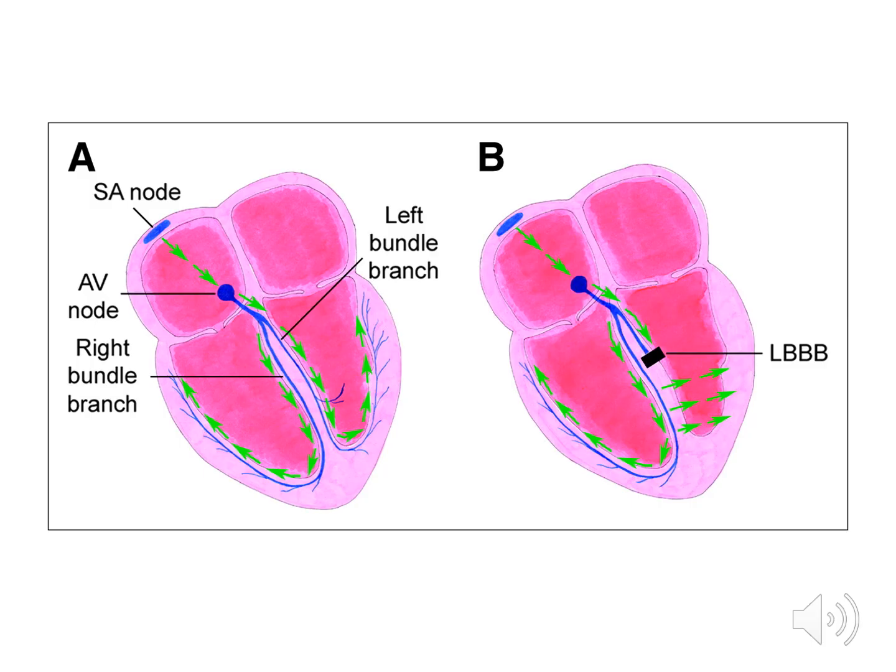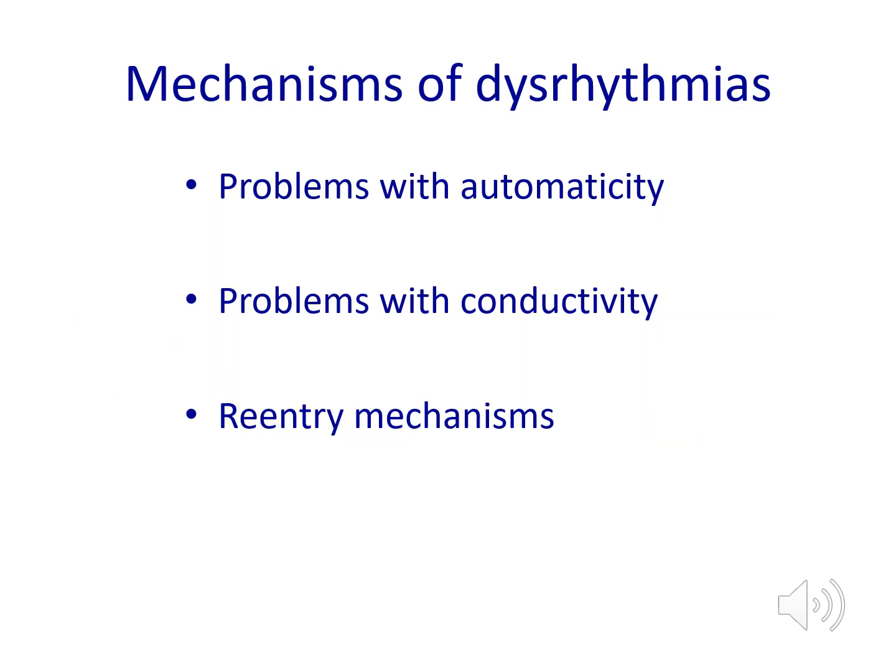You're not going to get a good stroke volume. You're not going to get good cardiac output. Now, the other thing that happens when you have conduction problems is that it can predispose you to re-entry mechanisms. And re-entry mechanisms happen to be the third kind of thing that can predispose you to dysrhythmias. So let's talk about re-entry mechanisms.